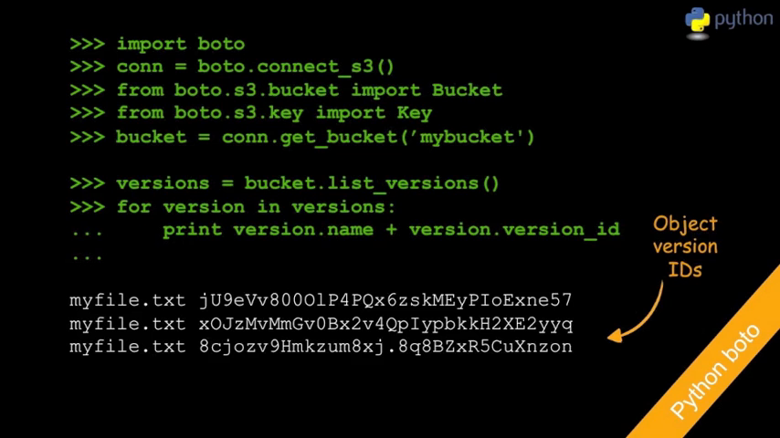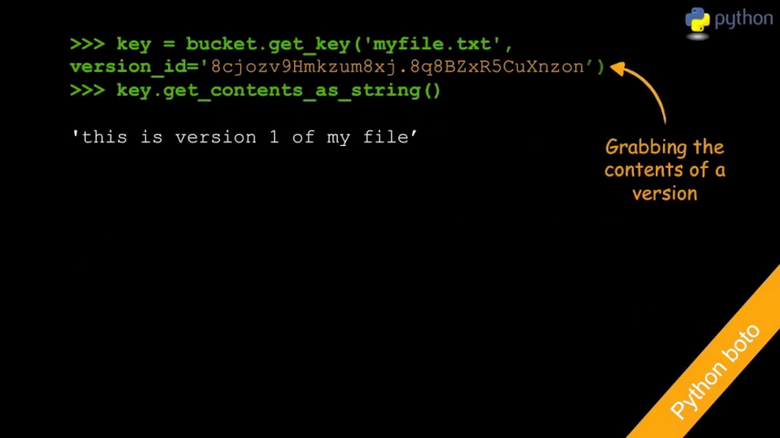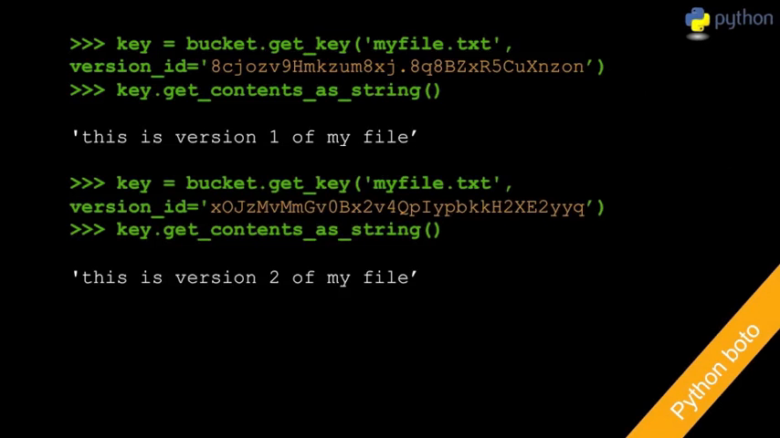So in this case, in my Python code, I set key equals bucket.get_key for my file.txt, specify the version ID that I'm looking for, and then return the contents of my file as a string, because I've uploaded simple files to illustrate the point. The content of my file is: this is version 1 of my file. Likewise, I could get another version, and in that case, the different version ID returns different content, and I uploaded a second version with: this is version 2 of my file.